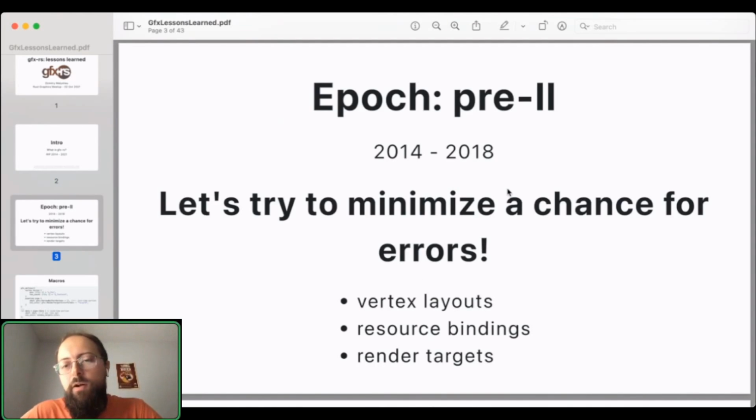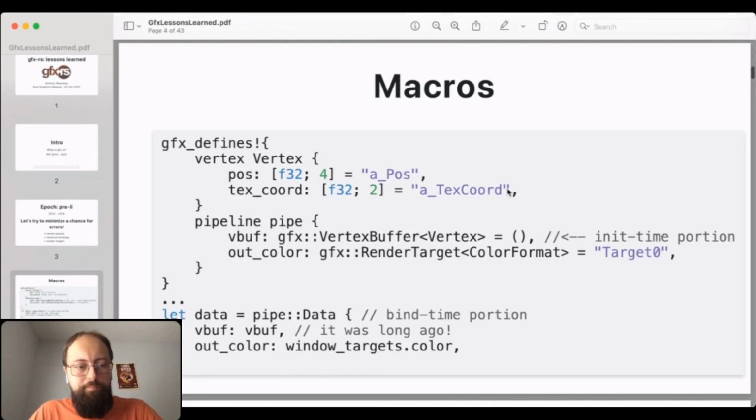First, we called it the Pre-low level, which lasted for 4 years. And the general idea was, let's use the power of Rust to minimize the chance of errors. So we would have the user specifying the vertex layout, the resource bindings, and render targets as strong types, so that we can enforce that and make sure everything is smooth.